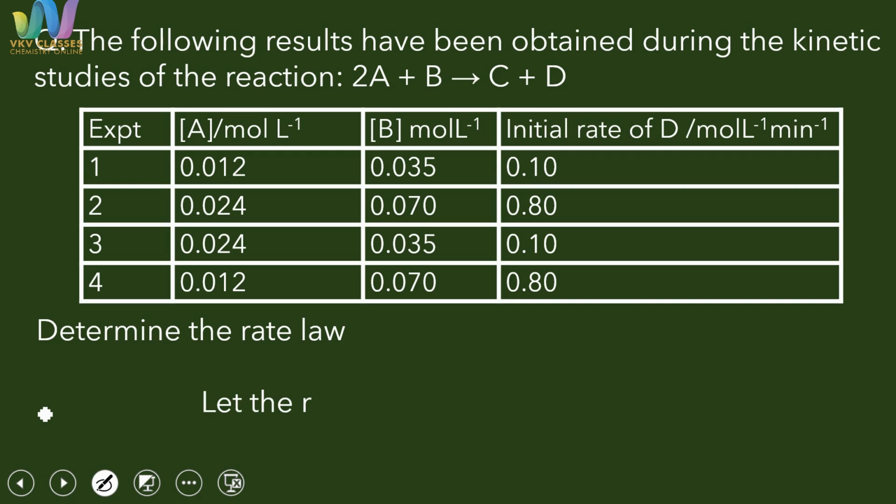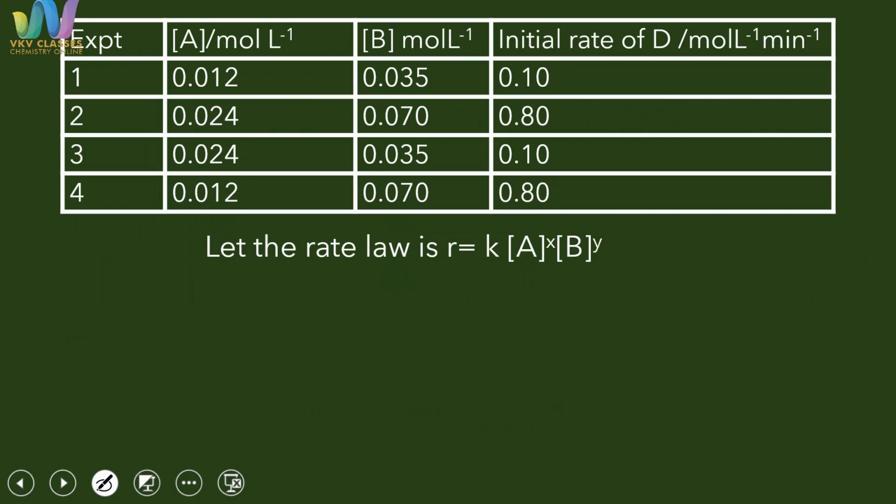For that purpose, let us assume that the rate law is R is equal to K into A power X and B power Y. Using the data given, we have to find the values of X and Y in this rate law. So we can write 4 rate laws using the given experimental data.